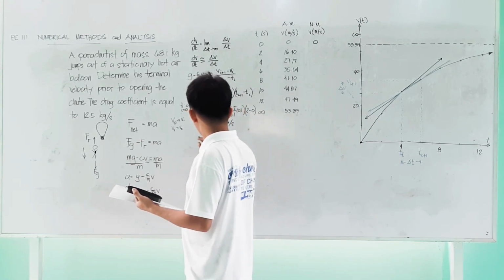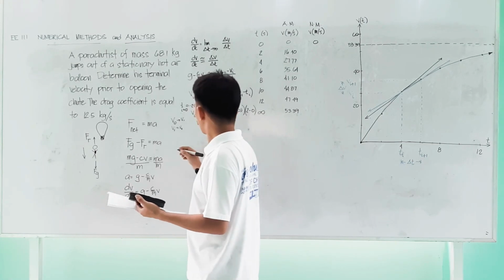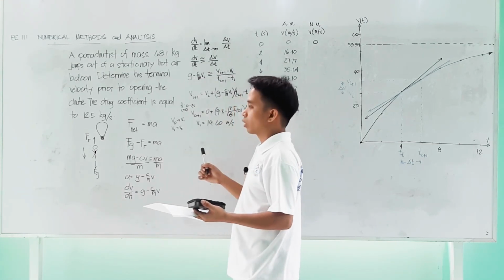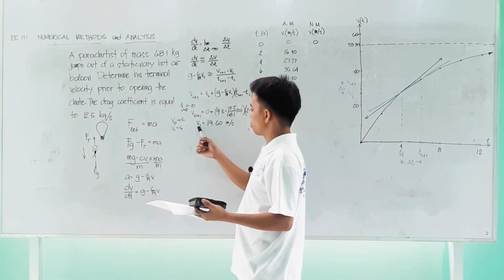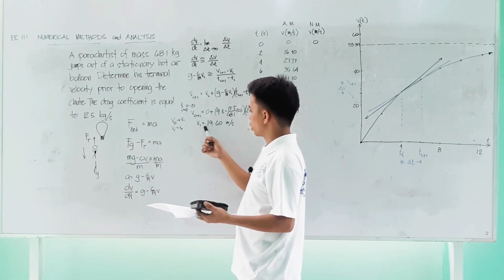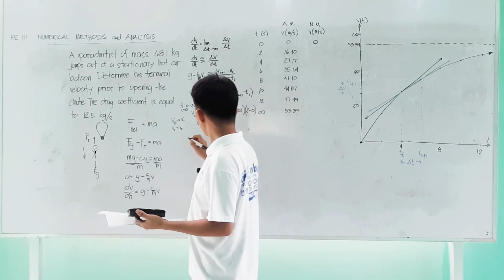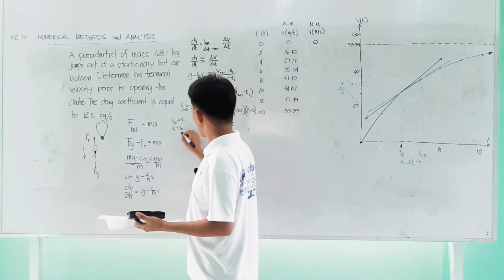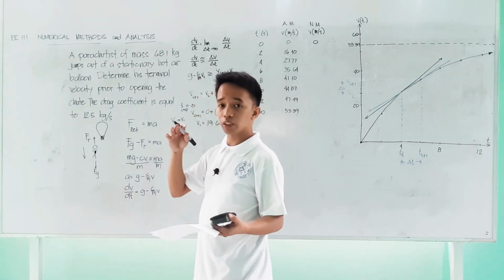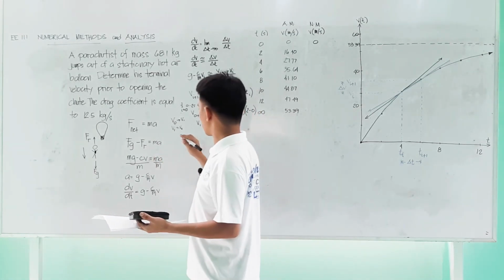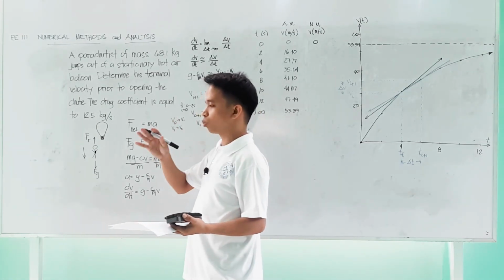And then, so at our first iteration, we'll have v1 at 19.6. Now, let's have another step size of 2 seconds. That is now from 2 to 4.